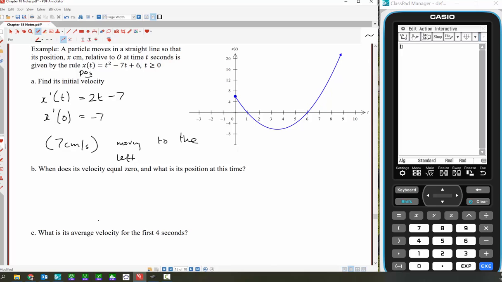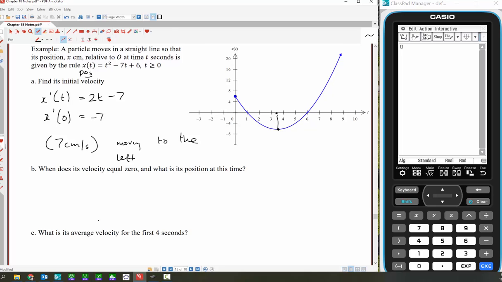When does its velocity equal 0, and what is its position at this time? I'm looking for a stationary point, so I can see that it's going to occur at around about 3.5. And its position is going to be somewhere at -6, or 6 units to the left of the origin. So I can see it graphically. Let's work it out mathematically.